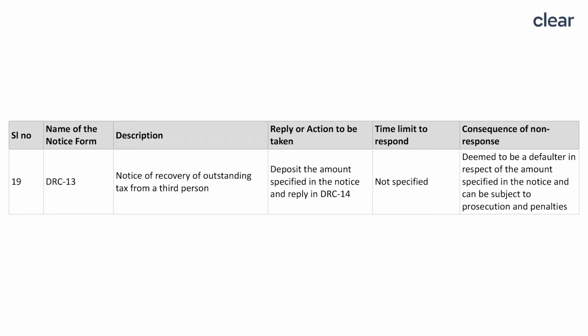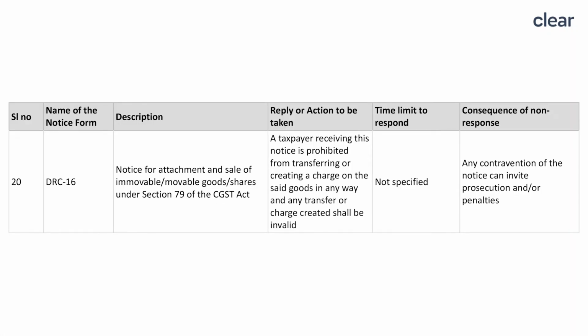If the third person does not respond, he will be deemed to be a defaulter in respect of the amount specified in the notice and can be subject to prosecution and penalties. DRC 16 is a notice issued for attachment and sale of immovable property or movable goods or shares under Section 79 of CGST Act. A taxpayer receiving this notice is prohibited from transferring or creating a charge on the said goods in any way, and any transfer or charge created shall be invalid. There is no time limit specified here. Any contravention to this notice can invite prosecution and or penalties.